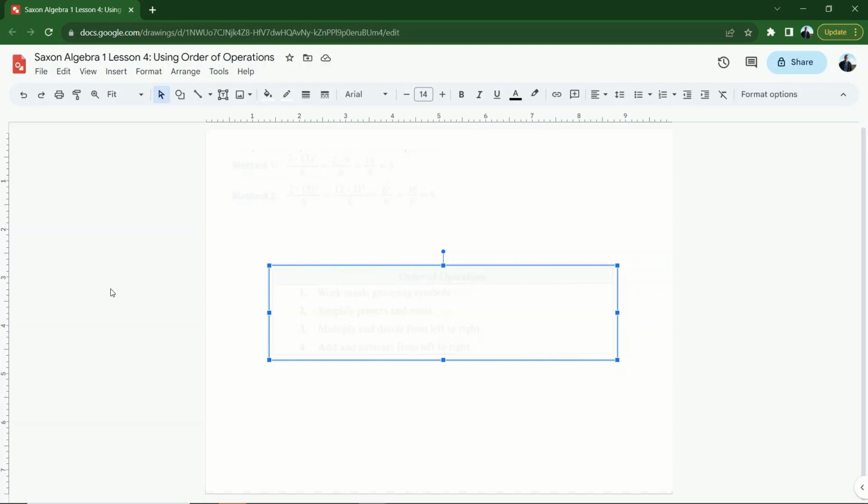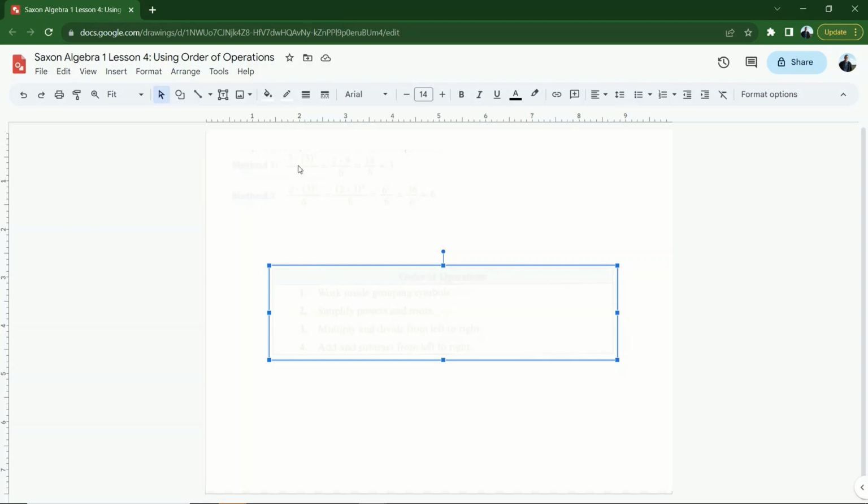All right, in this lesson, we are going to be learning about one of the things that is central to all of algebra, and that is using order of operations, or if you want to sound really cool, call it order of ops. All right, that's what we're going to be doing in this lesson. Now, why do we need order of ops? I'm sorry, order of operations.